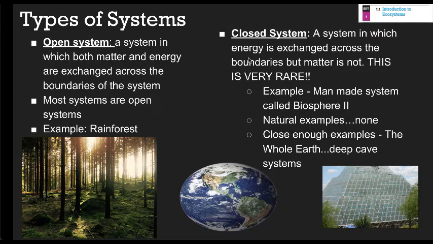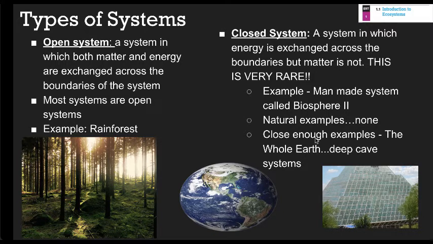A closed system is a concept in which energy is exchanged across the boundary, but matter isn't. This is very rare, man-made. We can do things like this: Biosphere 2 is just like a massive greenhouse that had different little ecosystems within it. All the matter was trapped inside, so no new plant or animal matter could be introduced, nutrients, that kind of thing. Everything had to cycle within and was trapped inside. Now, energy, we can get new sunlight in, heat can escape, so energy can come in and out. Matter could not.